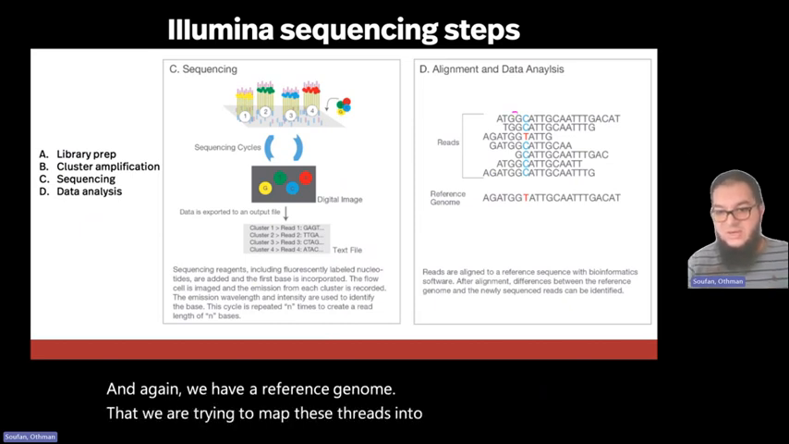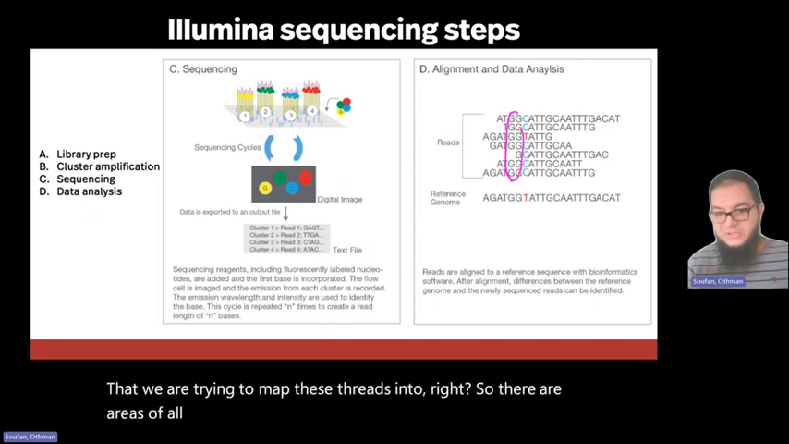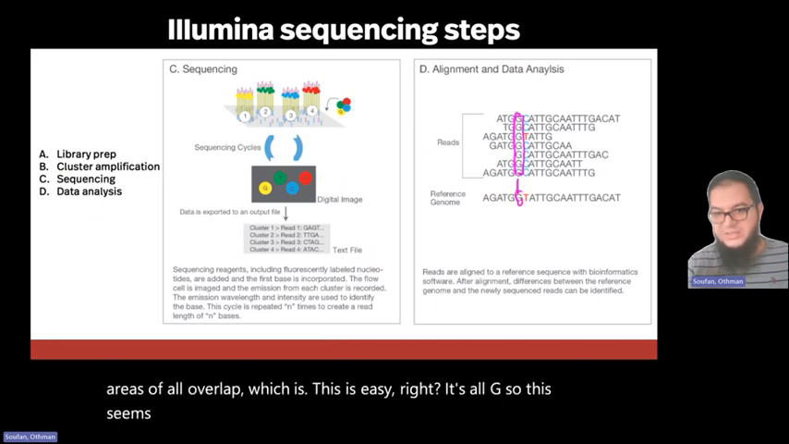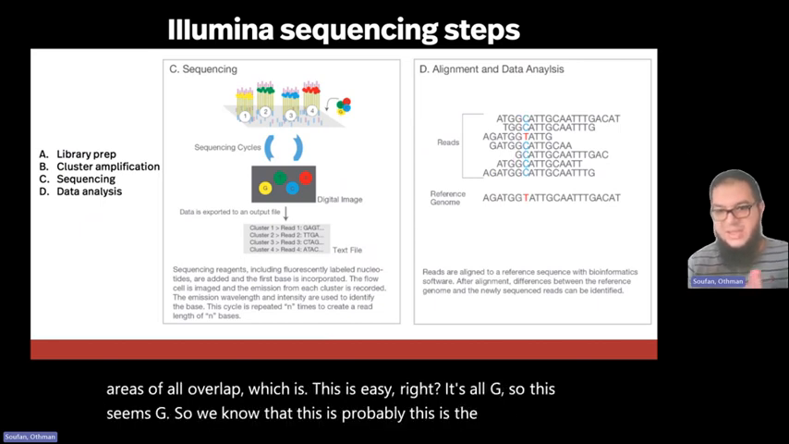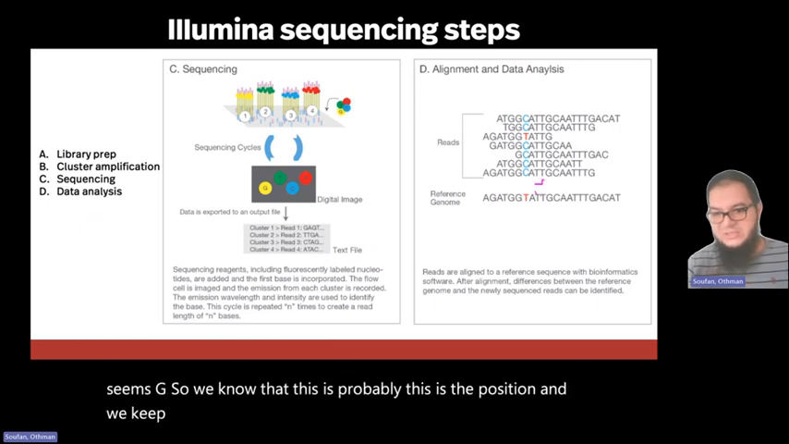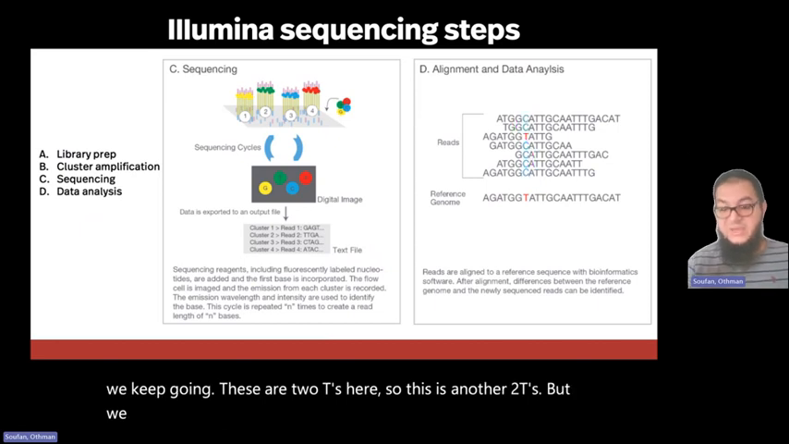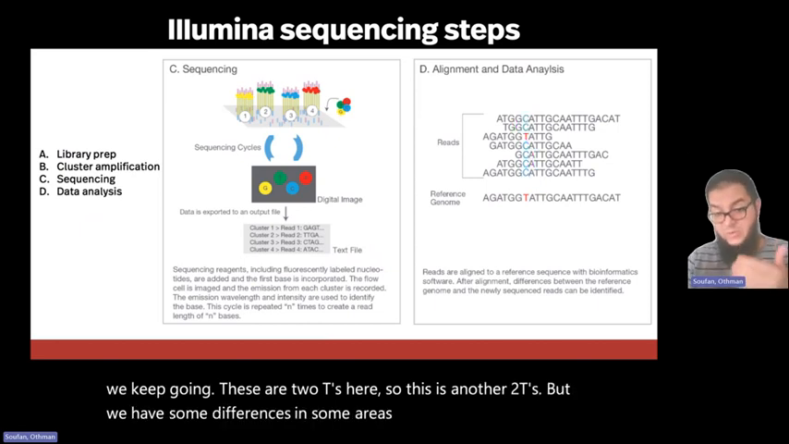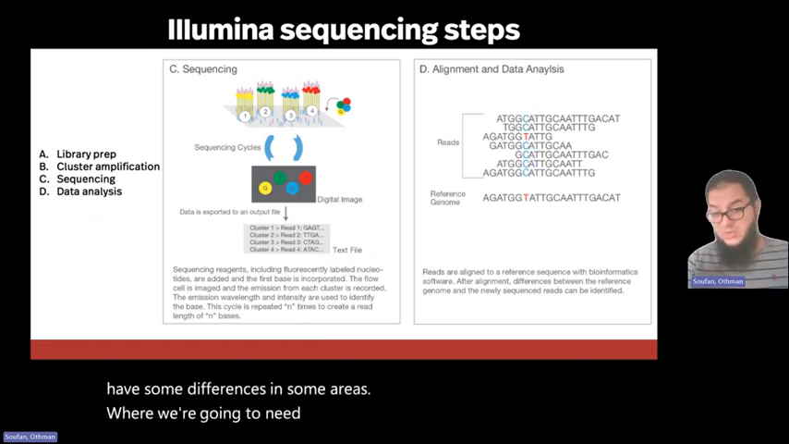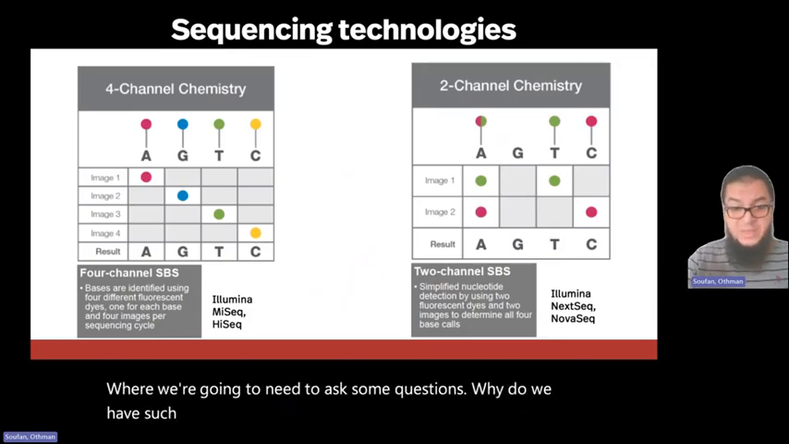So there are areas of overlap, which is easy, right? It's all G's, so this seems G, so we know that this is the position. And we keep going. These are 2 T's here, so this is another 2 T's. But we have some differences in some areas where we're going to need to ask some questions. Why do we have such differences?